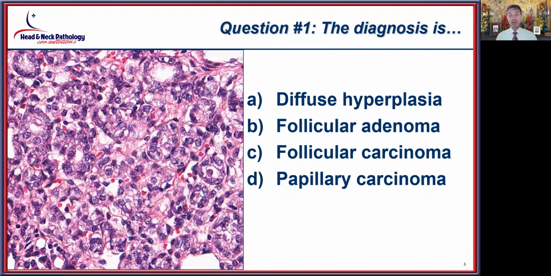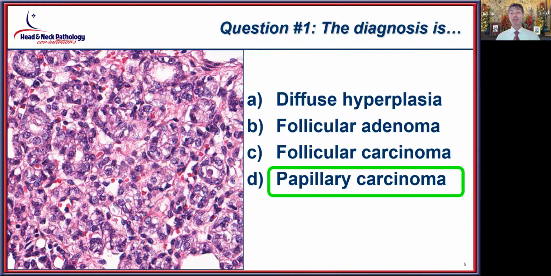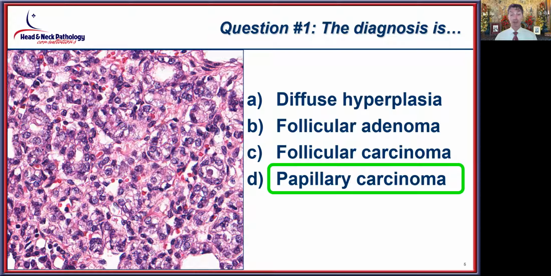Now, I'm not going to have you guys actually do voting, but I think if you were to choose from the various selections that are available here, hopefully all of you will have at least chosen papillary carcinoma. And actually in this particular instance, it's an example of a diffuse sclerosing variant of papillary thyroid carcinoma.